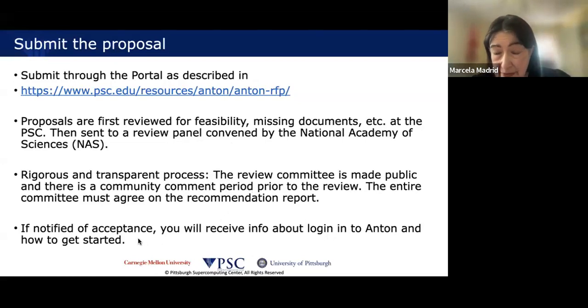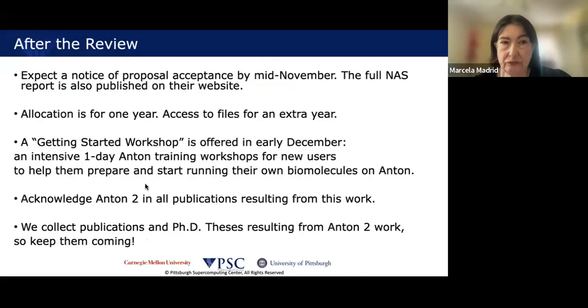Then you would be notified of acceptance, and you will receive information about how to log in to Anton and to get started. We offer a workshop on how to get started running on Anton 2 in the beginning of December every year. After the review, expect a notice of proposal acceptance by mid-November, and the full report by the National Academy is published on their website. The allocation, as I said, is for 1 year, with an extra year to access the files. This is a 1-day training workshop with hands-on, with PSC and DESRES instructors. Most people who attend this workshop finish the workshop running their own systems on Anton.